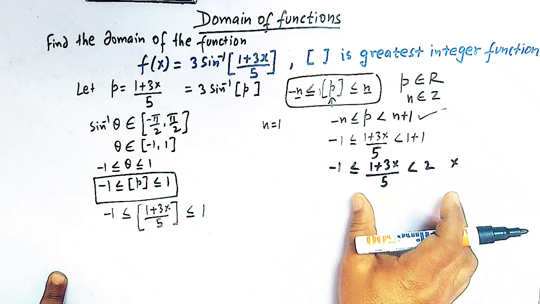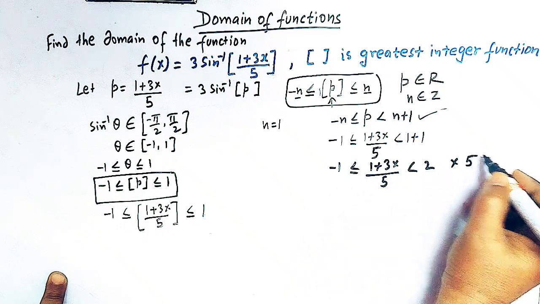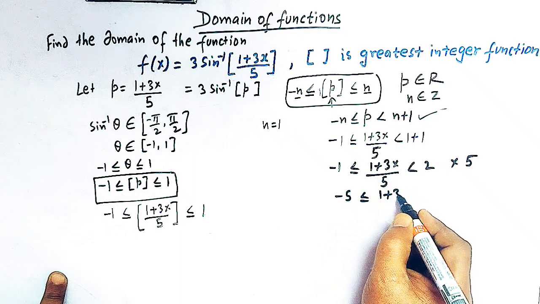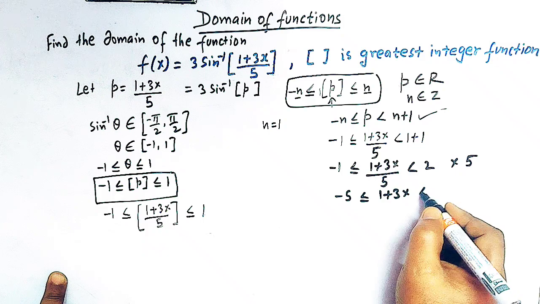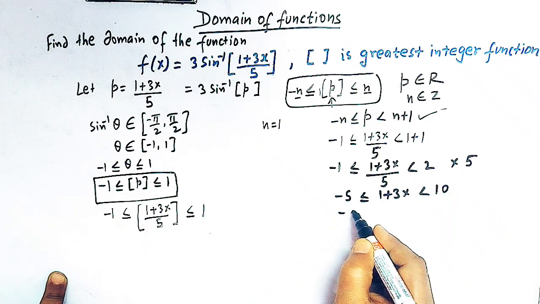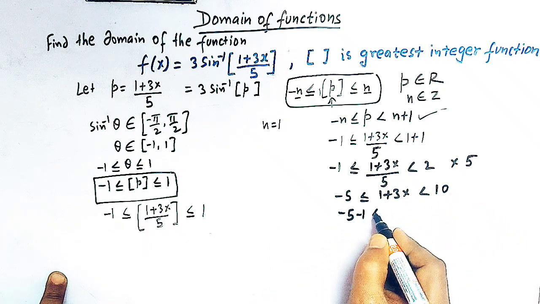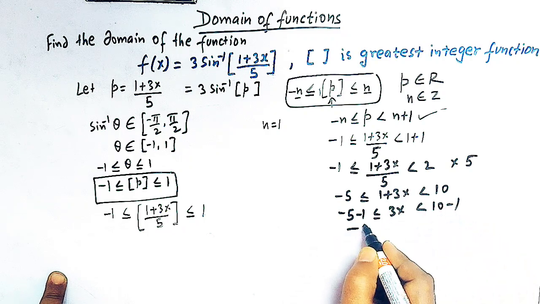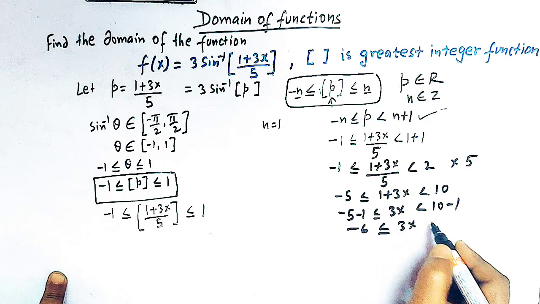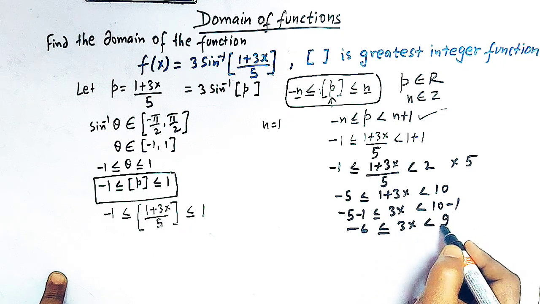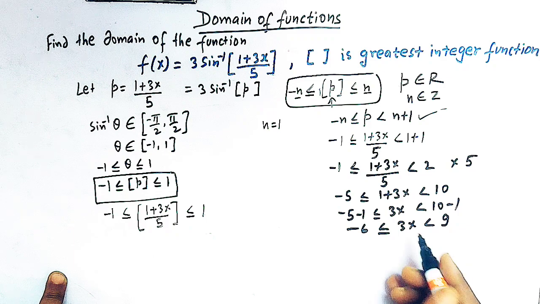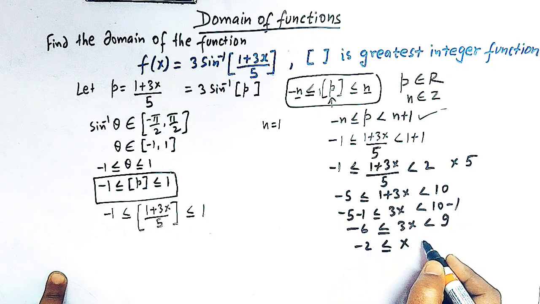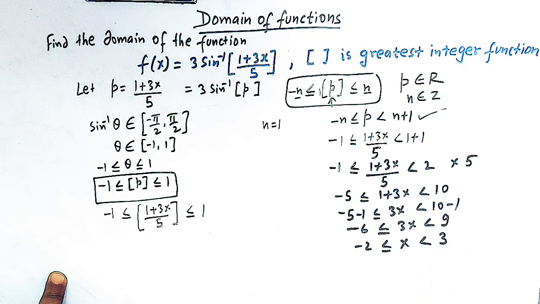Let us now multiply throughout by 5. So we have minus 5, then 1 plus 3x, where the 5 and 5 get cancelled, and here we have 10. Now let us subtract 1 throughout. We have 3x in the middle, and here 10 minus 1, so this is minus 6 less than or equal to 3x less than 9. Now let us divide throughout by 3. So we have minus 2, then simply x, and here we have 3, right?